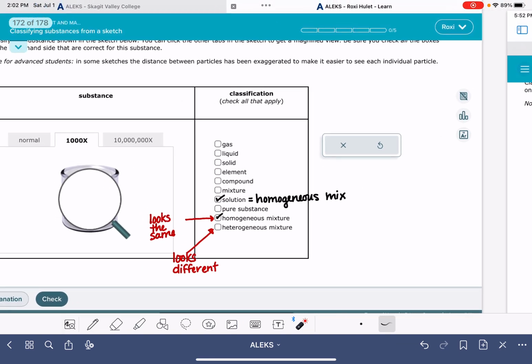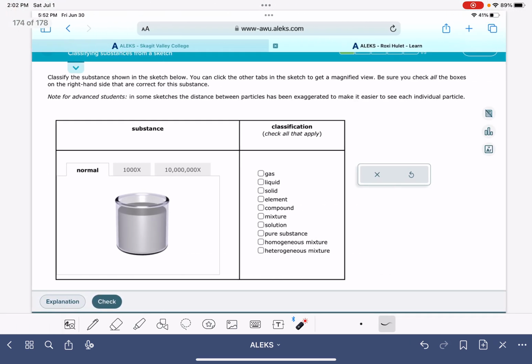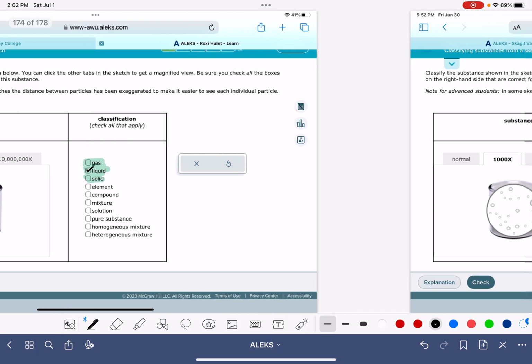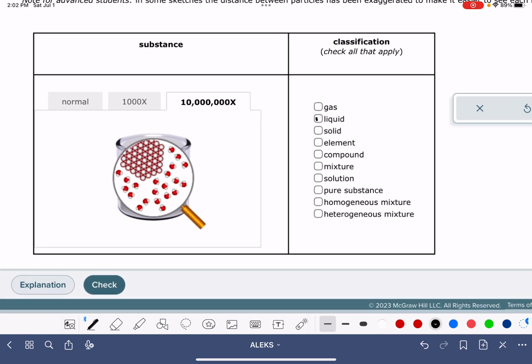Let's take a look at another problem so we can go through the process again. The second one that I have is also a liquid. So remember on the first screen, all you're doing is classifying it as solid, liquid, or gas. Then we're going to speed on over to the 10 million times zoom. We've already classified this as a liquid. In this part of the problem, we're classifying element versus compound versus mixture.